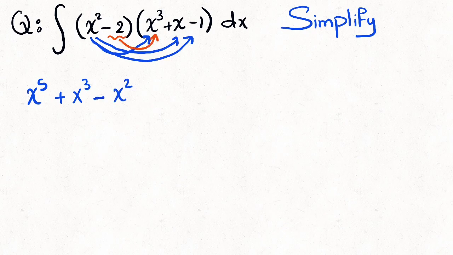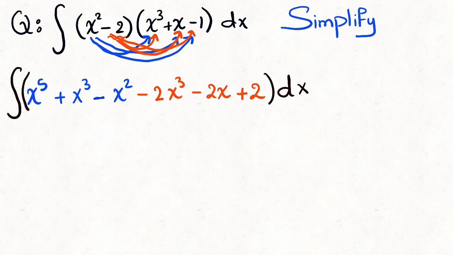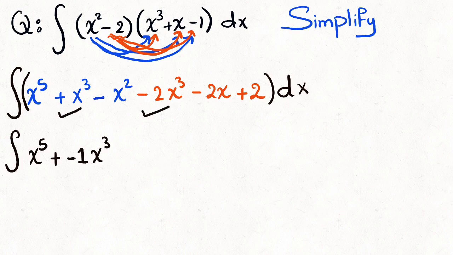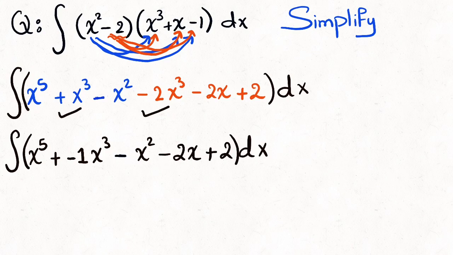Now we distribute negative 2 as well. Negative 2 times x cubed, negative 2x cubed, negative 2 times x, negative 2x, negative 2 times negative 1, plus 2. And then if there are like terms, we will add them together. I can see I have x cubed and negative 2x cubed, they are like terms. Thus if I simplify them, it will end up negative x cubed minus x squared minus 2x plus 2.